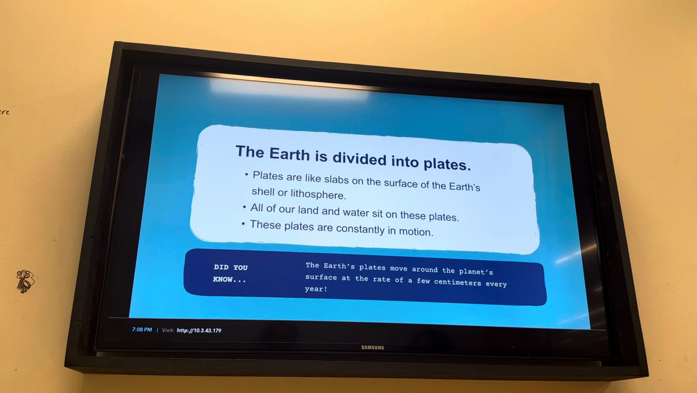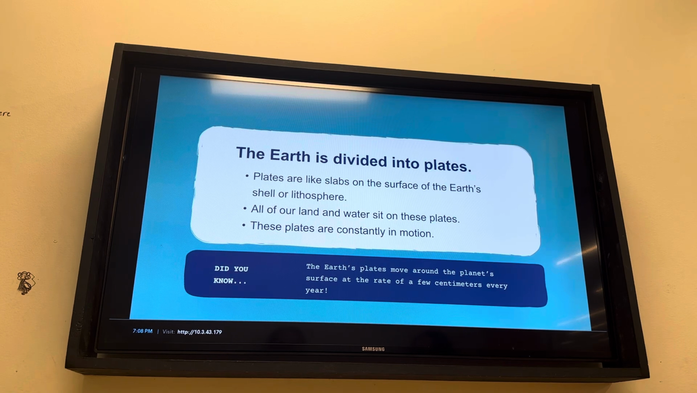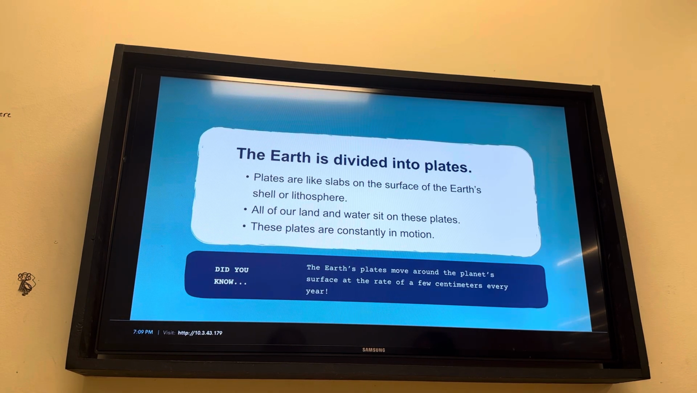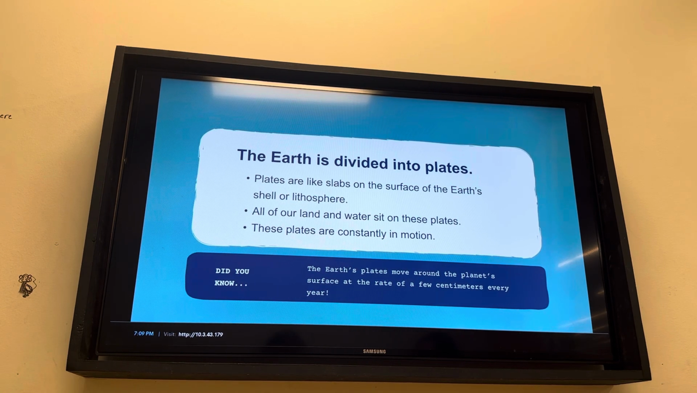The Earth is divided into plates. So the plates are like slabs on the surface of the Earth's shell or lithosphere. All of our land and water sit on these plates. These plates are constantly in motion. Did you know the Earth's plates move around the planet's surface at the rate of a few centimeters every year?